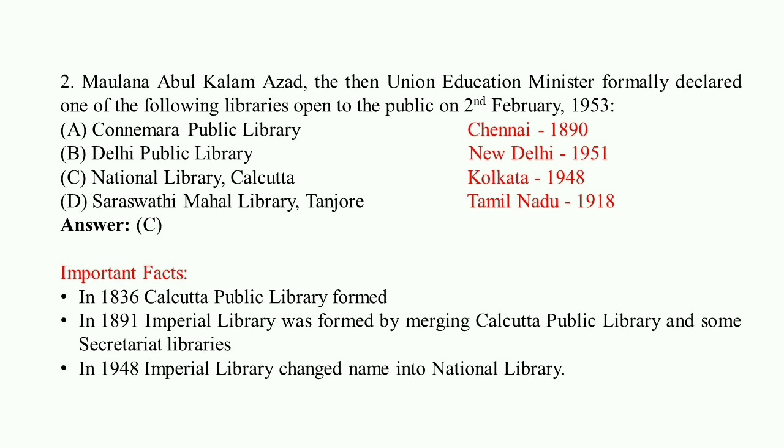Connemara Public Library is in Chennai and it was established in 1890. Delhi Public Library is in New Delhi and it was established in 1951. National Library Calcutta is in Kolkata; it was established earlier, but it changed its name to National Library in the year 1948. That is why I have written 1948 here. Saraswathi Mahal Library Tanjore is in Tamil Nadu and it was established in 1918.